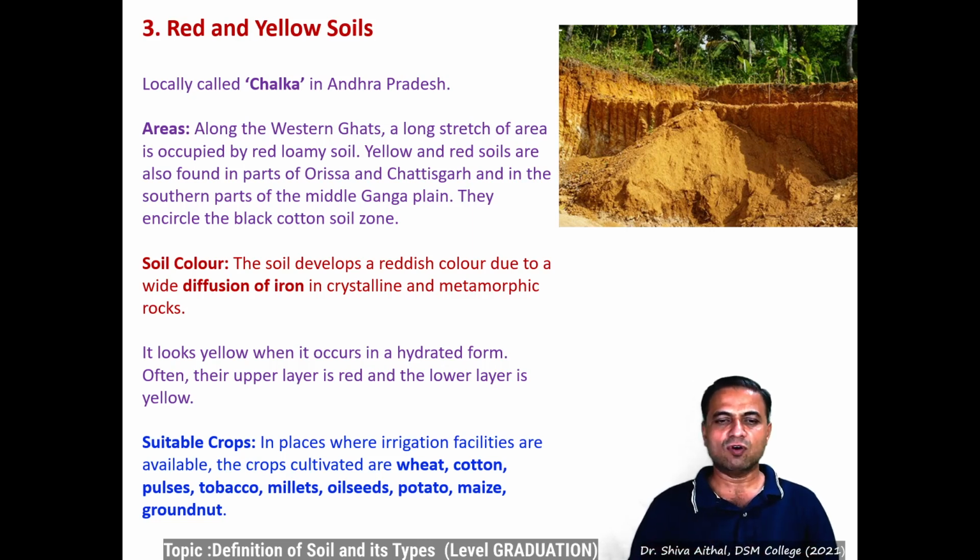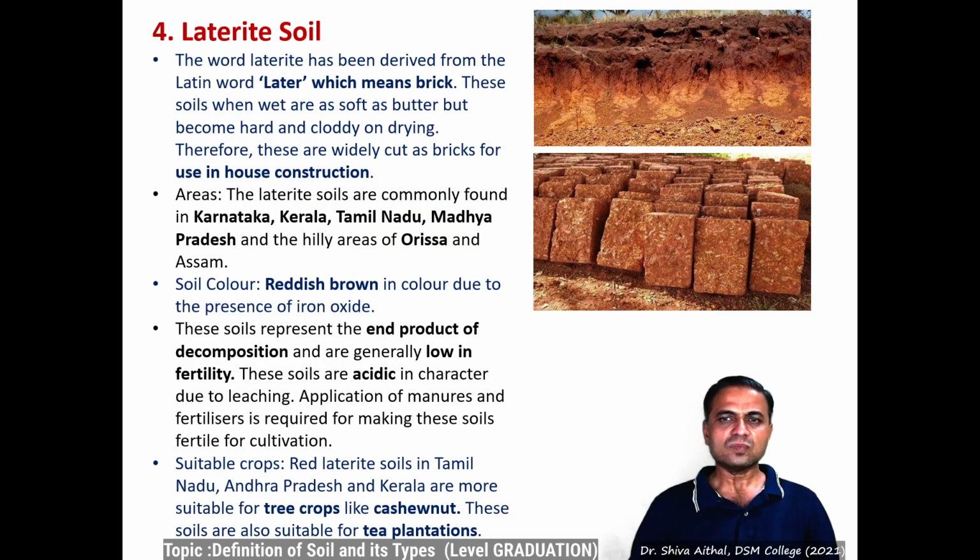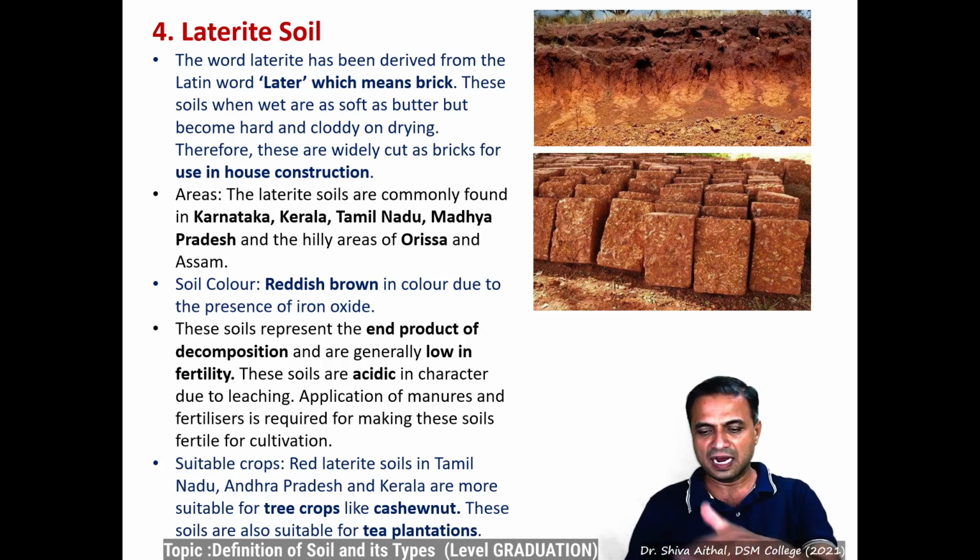It is very suitable for irrigation with respect to crops like wheat, cotton, pulses, tobacco, millets, oil seeds, potato, maize, and groundnut. The fourth soil is laterite soil. The word laterite has been derived from the Latin word later, which means brick. These soils, when they are wet, are as soft as butter. But when they become dry, they become as strong as brick, or you can say stone. So they are dried, cut as bricks and used for construction of houses and wells also.